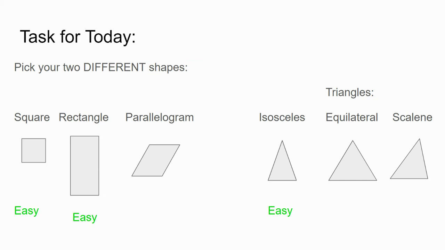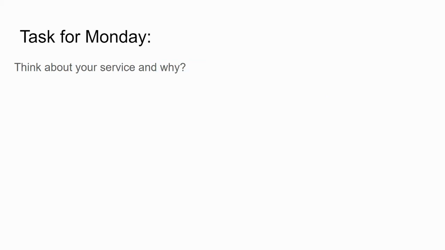Your task for today on your exit ticket is you're going to pick 2 different shapes. So they have to be different. You can't pick 2 rectangles or 2 equilateral triangles. Okay. And then for Monday, what I want you to be doing over the weekend and on Monday is thinking about what service you want and why. So your exit ticket on Monday is going to be to tell me what your service is and why.